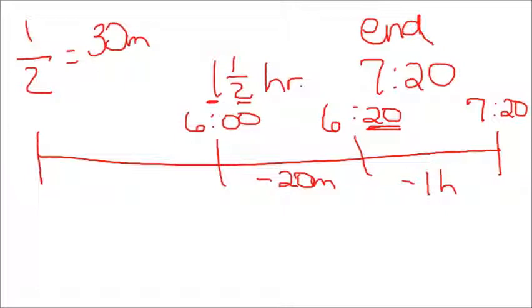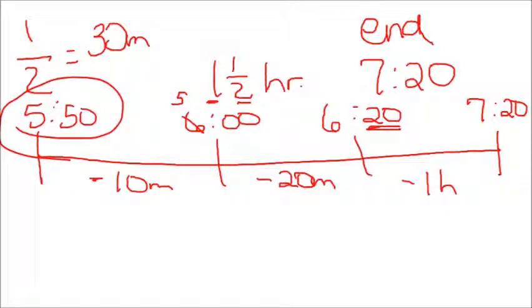And then 20 minutes plus 10 minutes would equal 30 minutes. So I'm going to now subtract 10 minutes. I have to take away because I'm subtracting. So this is going to become 5, and I'm going to subtract 10 minutes, and it's going to be 5:50. Because when I subtract 10 minutes from that 6 o'clock, it brings it back an hour. So my start time would be 5:50. Okay, let's try one more.